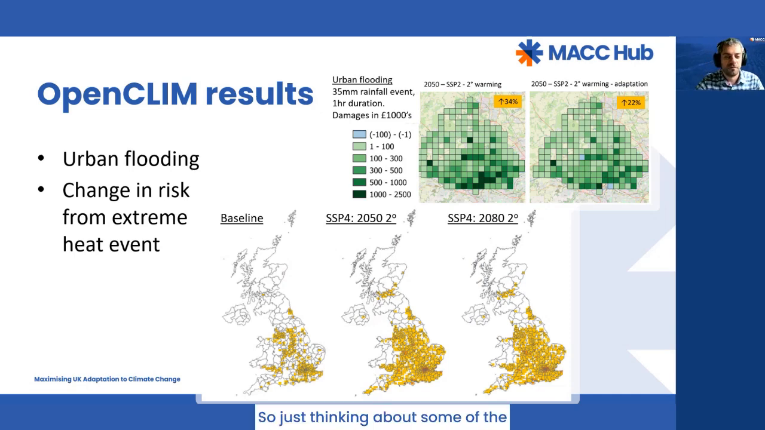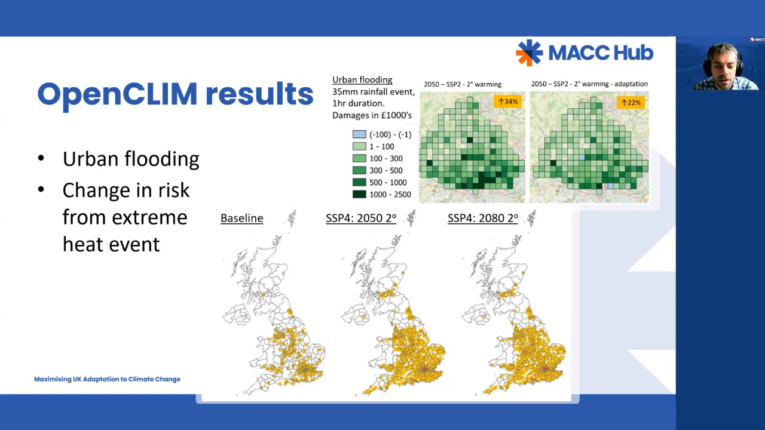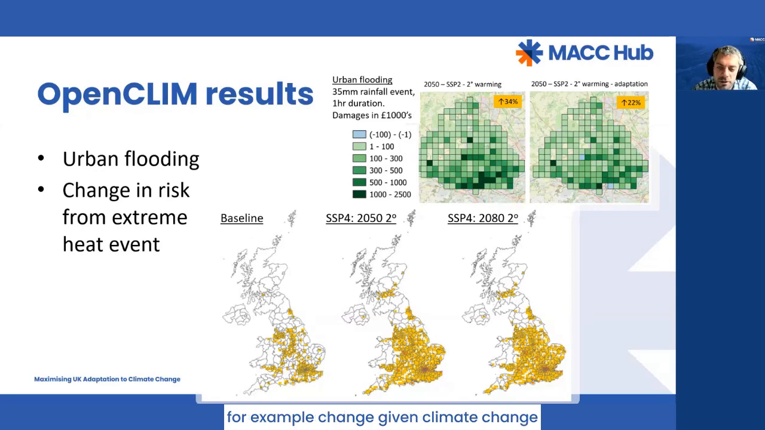So just thinking about some of the data that came out of this project and some of the stuff we want to visualize in a more interactive way rather than doing these bespoke case studies. Some of the data include urban flooding. So how does flooding in urban areas, for example, change given climate change and different scenarios, and what sort of adaptation strategies might be used that might reduce that urban flooding impact.